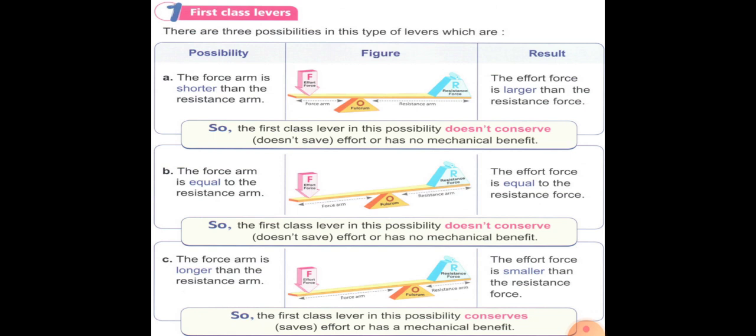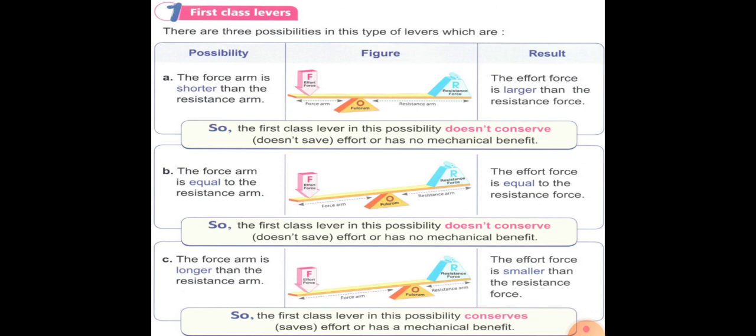I mean the fulcrum is in the middle, the midpoint between the force and the resistance. For that, the force arm is equal in length with the resistance arm. Also, in this case, the effort force becomes equal to the resistance force, so also it doesn't conserve my effort. So, in case number A and case number B, the levers don't conserve my effort. What about case number C?